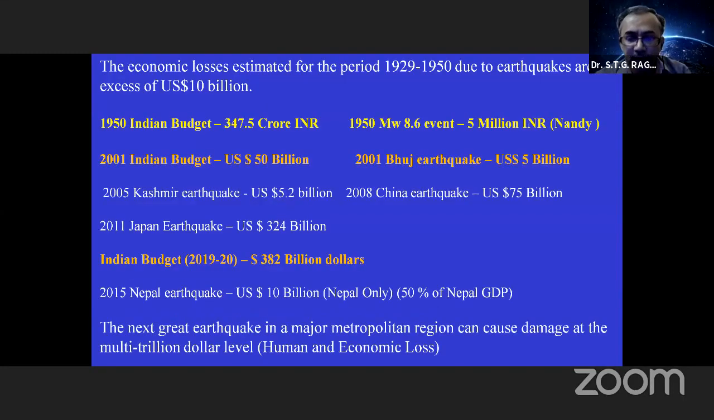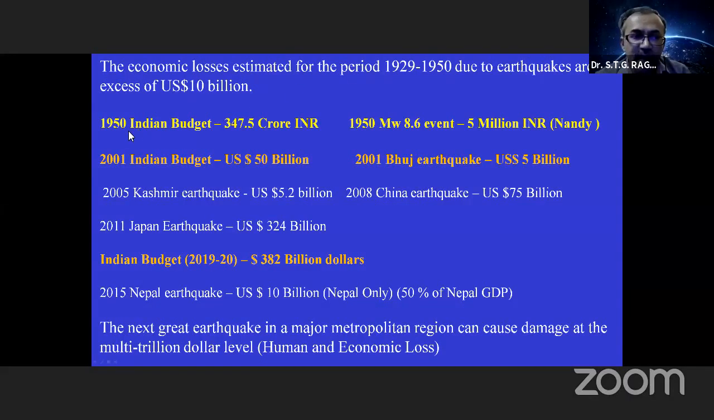Now I'm also showing you this very important slide. Earthquakes mean not only human loss, you also have an economic loss. Generally I used to present this slide in many lectures previously, but now I think it is very relevant due to this Corona issue also. Everybody is talking about the economic losses, and earthquakes also can create huge economic loss.